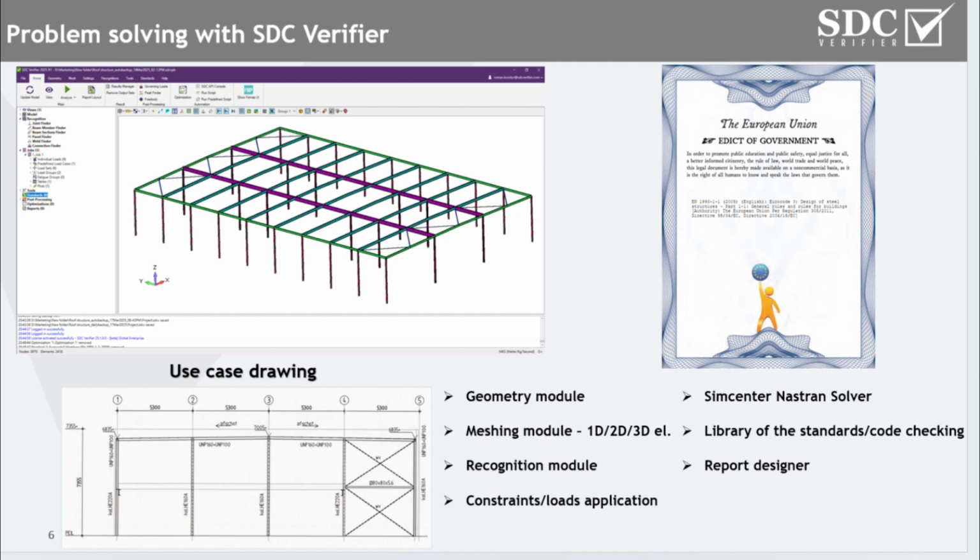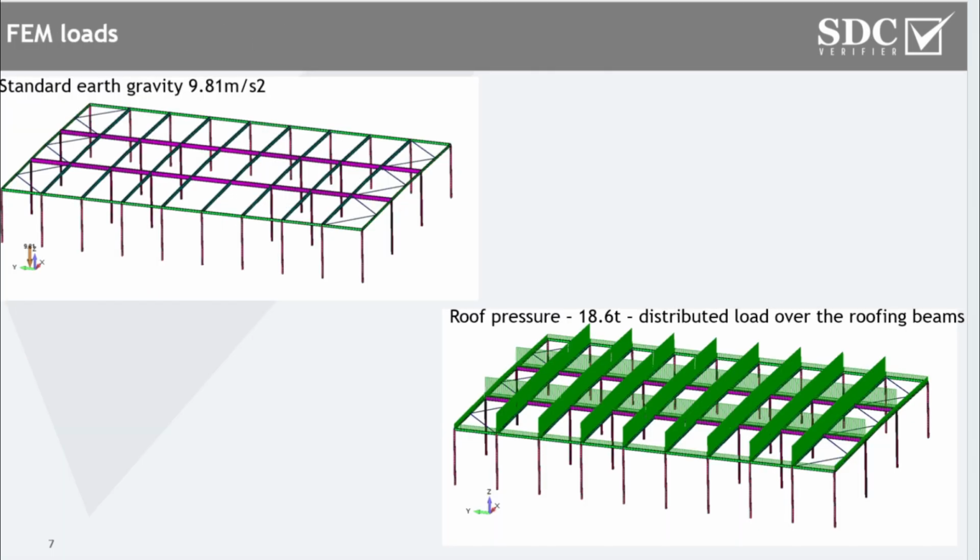And let's start with the loading, because this is also an important aspect of the calculation. We can go to the next slide, and here we can see that the basic loads are applied as the standard gravity and the roof pressure, which is equal to 8.6 tons.